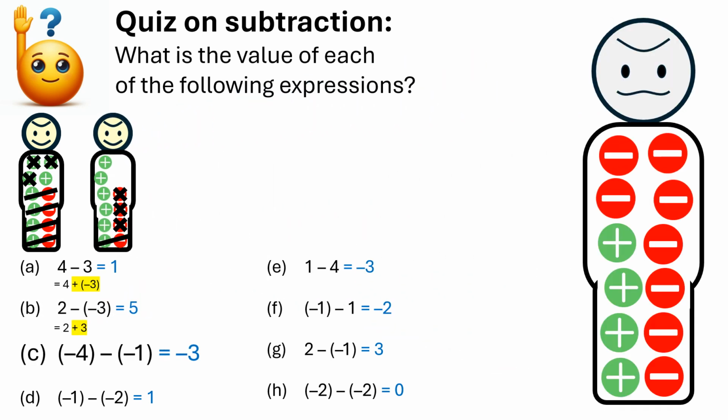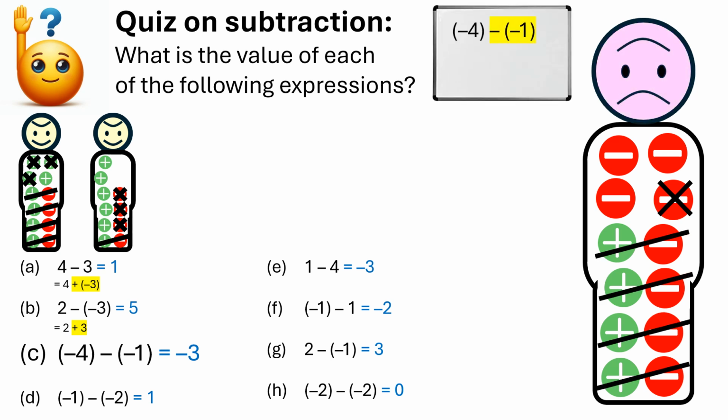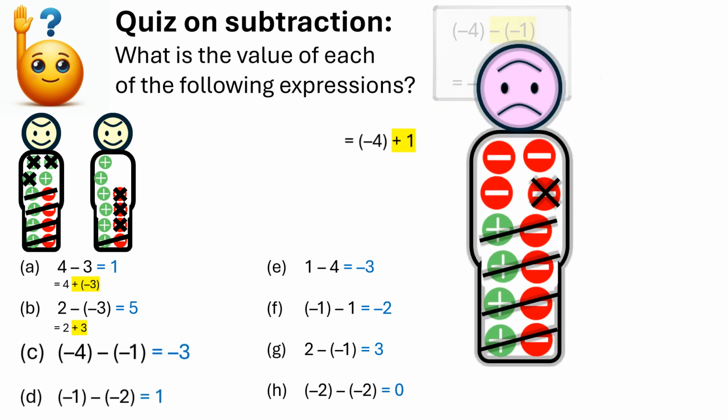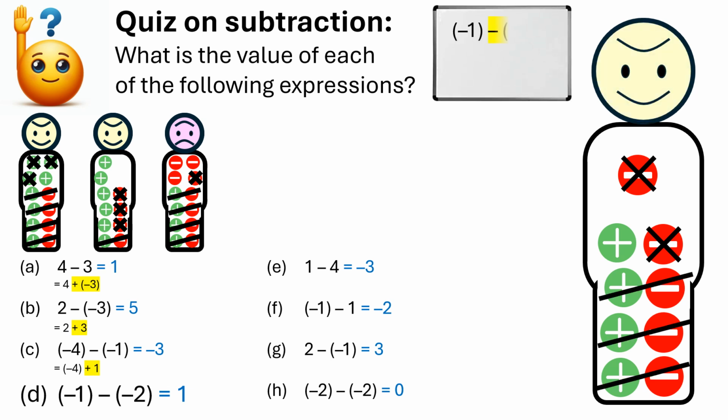C. Negative 4 minus negative 1 equals negative 3. Alternatively, you can write negative 4 minus negative 1 as negative 4, plus 1, giving you negative 3. D. Negative 1 minus negative 2 equals 1. Alternatively, you can write negative 1 minus negative 2 as negative 1, plus 2, giving you positive 1.